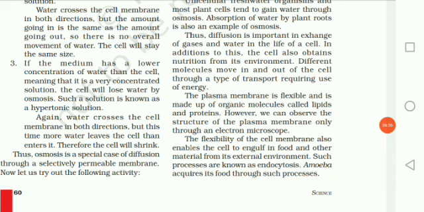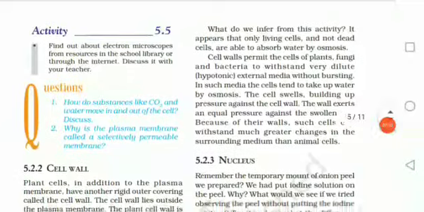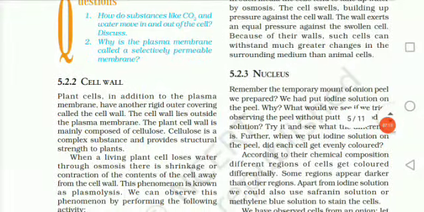The plasma membrane is flexible and is made up of organic molecules called lipids and proteins. However, we can observe the structure of the plasma membrane only through an electron microscope. The flexibility of the cell membrane enables the cell to engulf food and other materials from the external environment. This is known as endocytosis. Taking in food is endocytosis, and when material is expelled out, it is exocytosis.